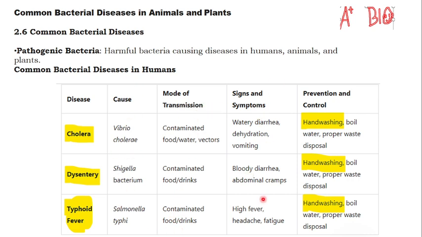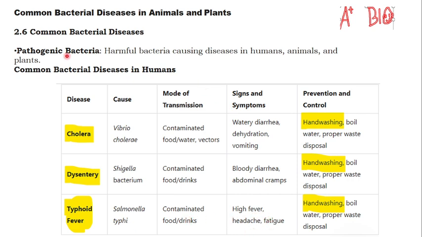Their symptoms are also similar, but when your stool is watery, looking like water, you may suspect cholera, because you are losing a lot of water, dehydration, and even vomiting. For dysentery, your stool is going to contain blood. Once your stool contains blood, you have to go to the hospital. There are also abdominal cramps. And with typhoid fever, there is high fever, headache and even fatigue.